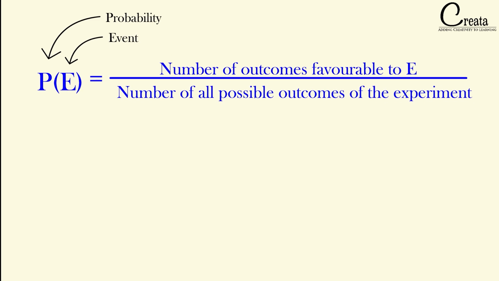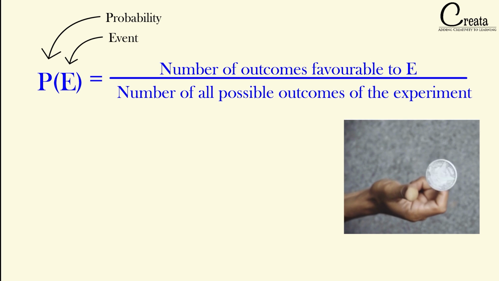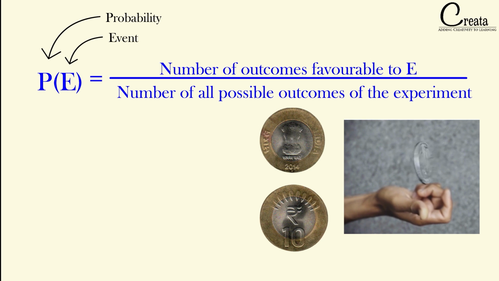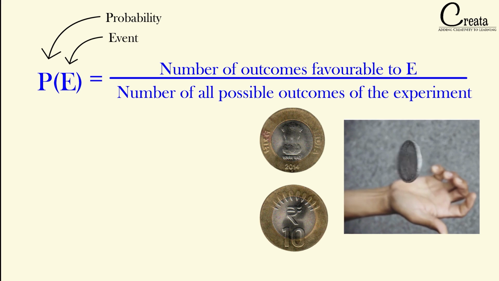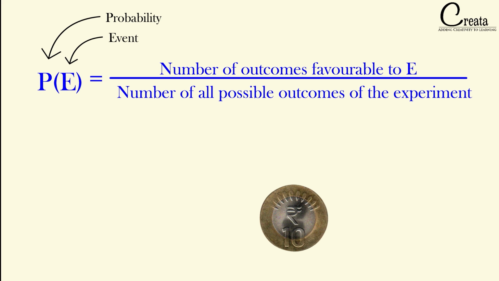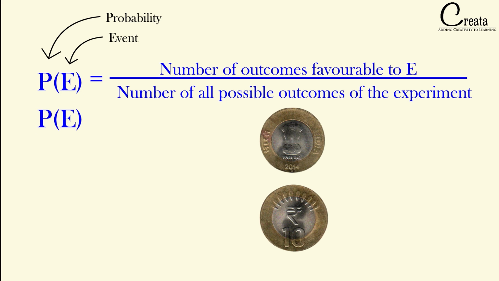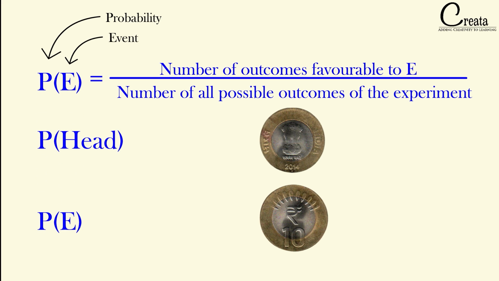So suppose if we toss a coin, we are either getting head or tail. Suppose we have to calculate the probability of getting the head. Getting the head is the event. So in the bracket in place of E, the event will come, that is the probability of getting the head. Suppose we have to calculate the probability of getting the tail, then the event will be tail, that is the probability of getting the tail.